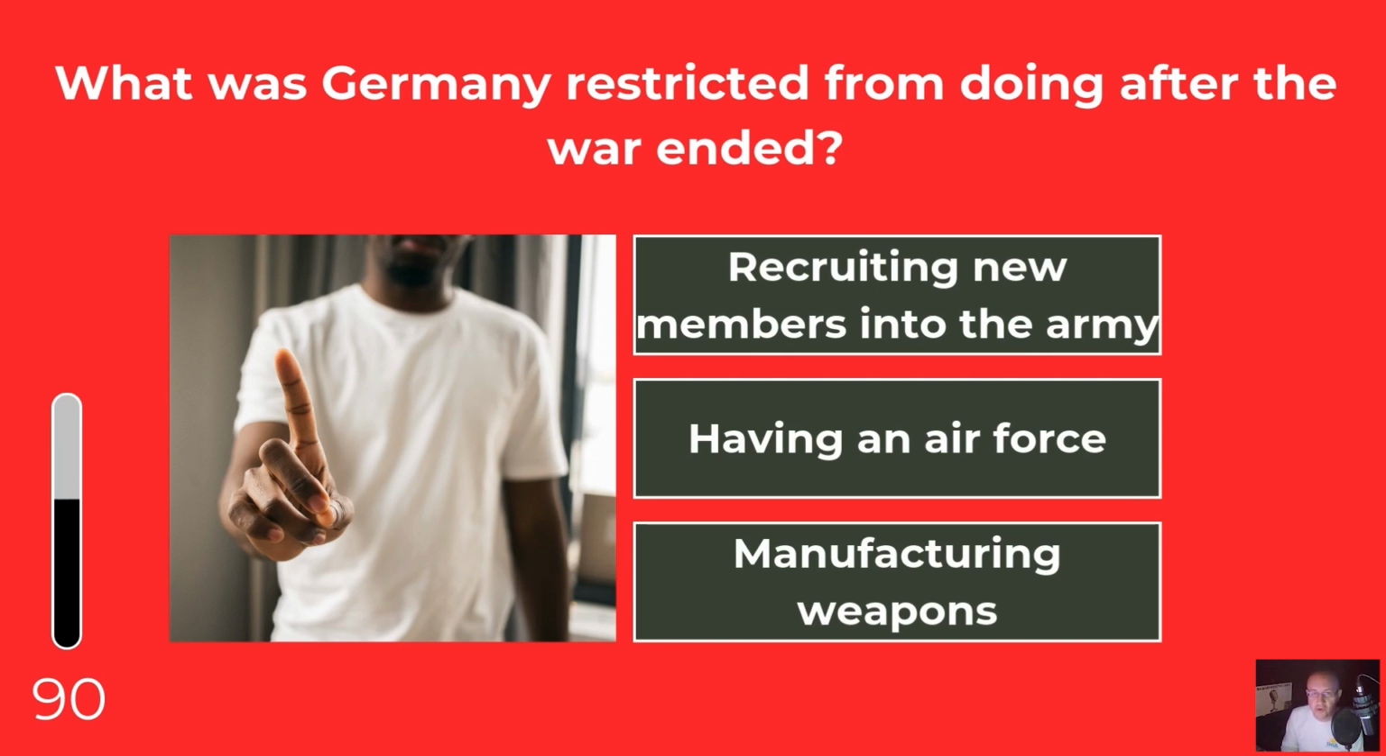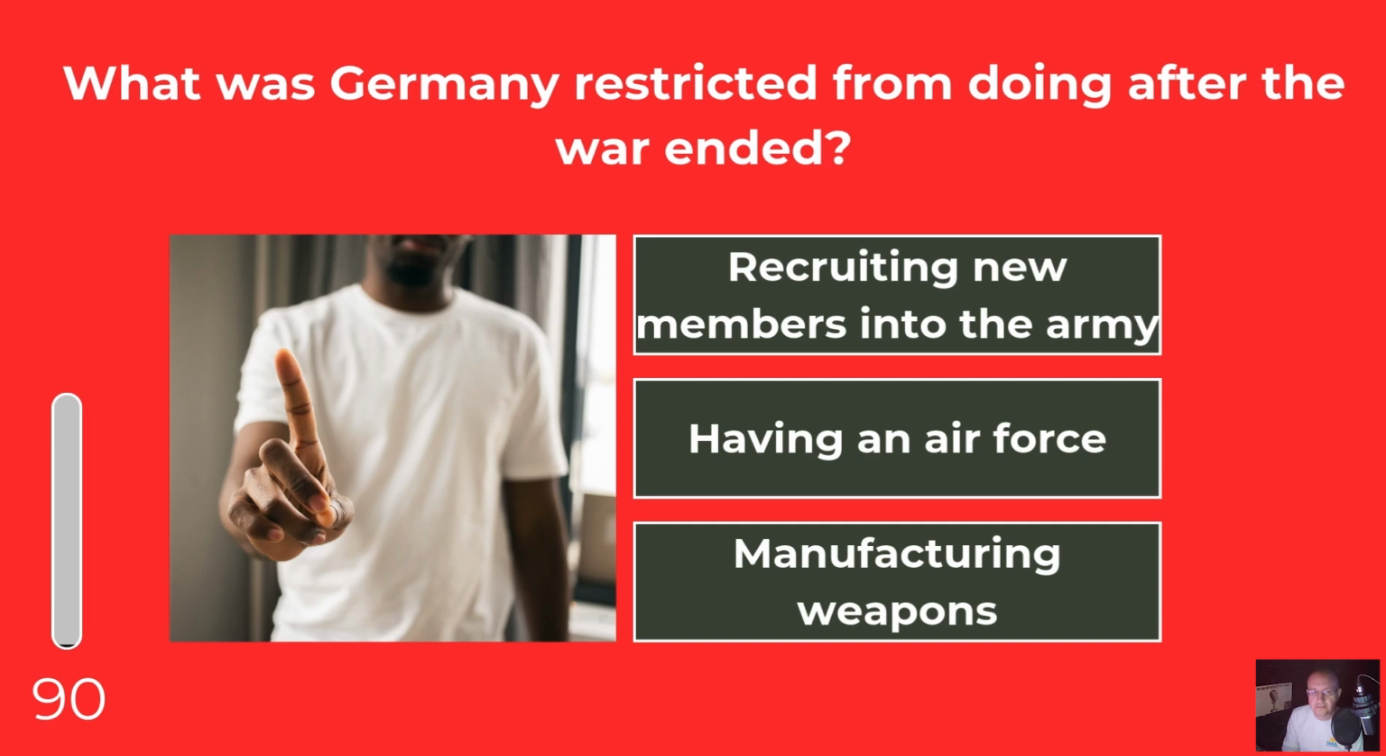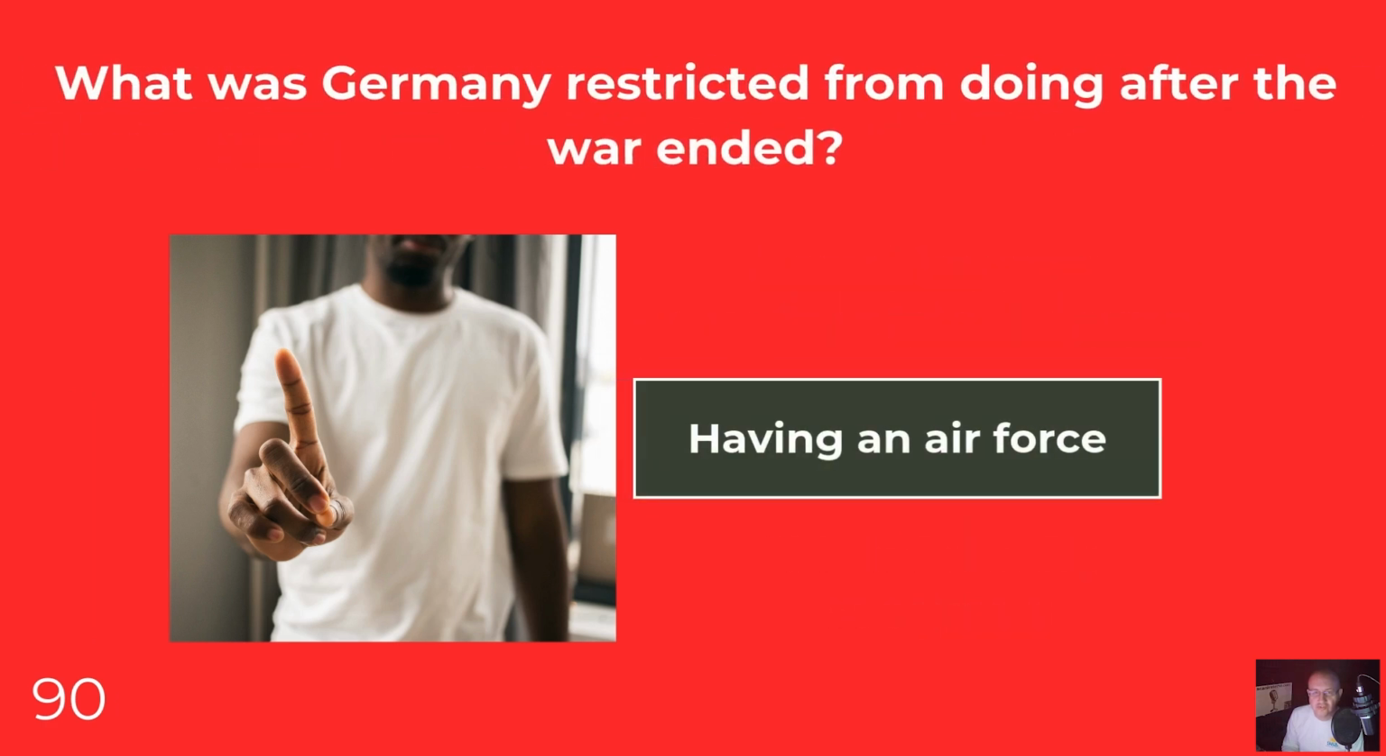What was Germany restricted from doing after the war ended? Was it recruiting new members into the army, having an air force, or manufacturing weapons? Germany was restricted from having an air force.